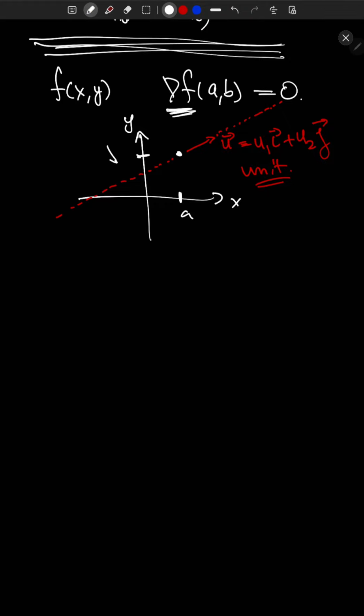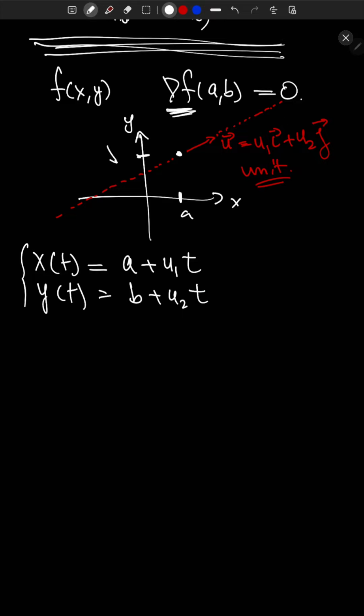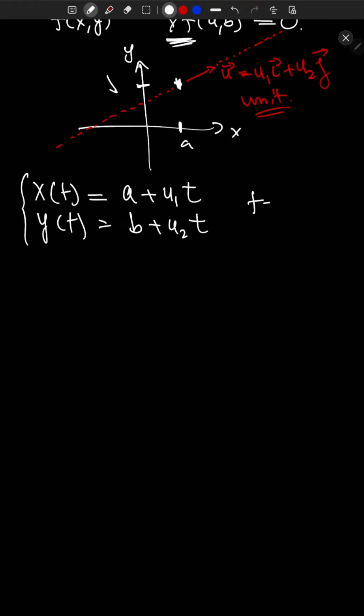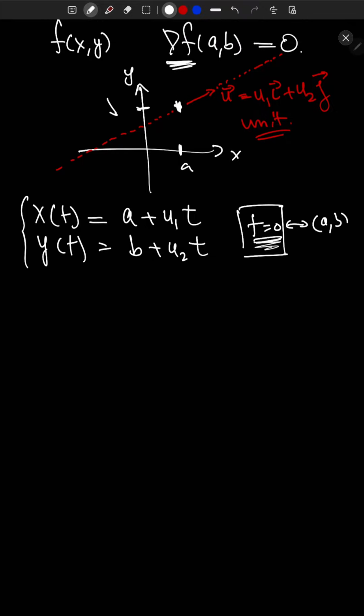Okay, all right, so in particular, I'm looking at x of t equals, I'm based at a, b, so a plus u1 t, y of t equals b plus u2 t. That's my parameterization of this line. When t equals 0, I'm at a comma b, right? So I'm interested in what's going on at t equals 0. t equals 0 corresponds to a, b. That's really important because I want to plug in a comma b, which is equivalent to plugging in t equals 0. All right?